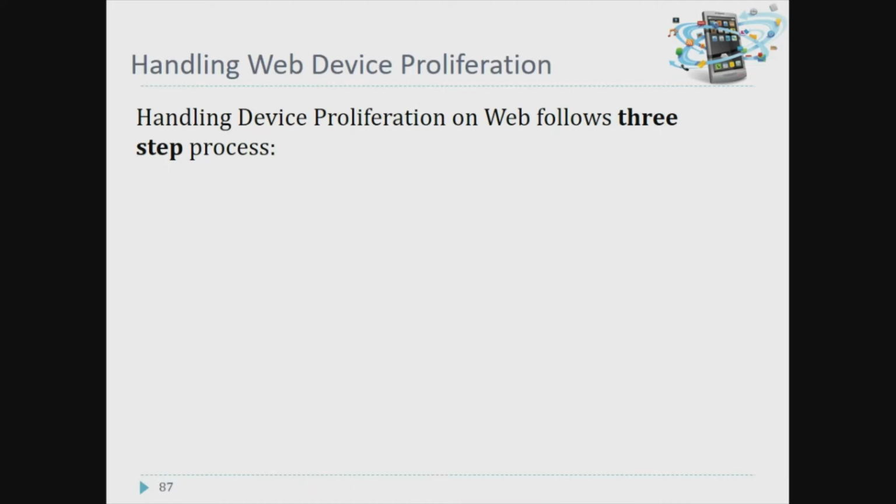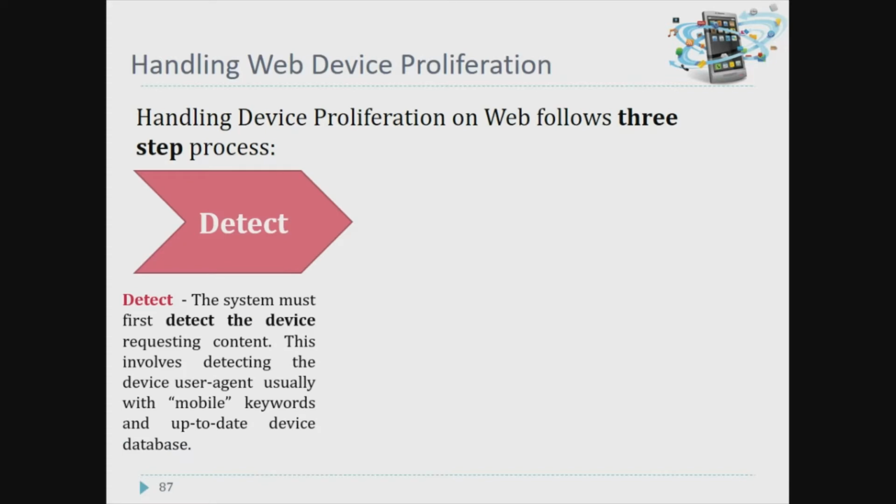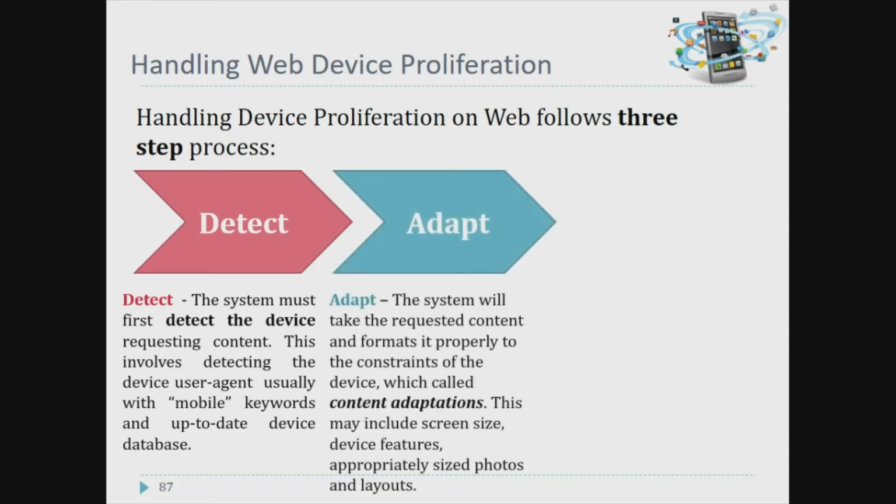Okay, so there are 3 steps. The first one, detect. The system must first detect the device requesting content. When you develop an application, your application should have the capability to detect what kind of device is being used. This involves detecting the device user agent, usually with the mobile keyword, and an up-to-date device database.